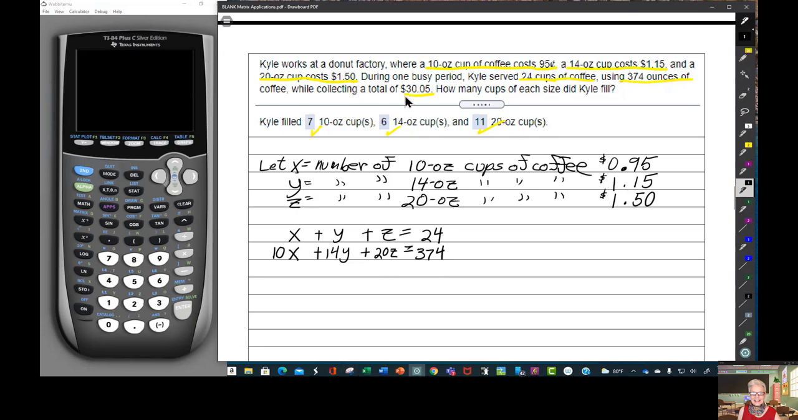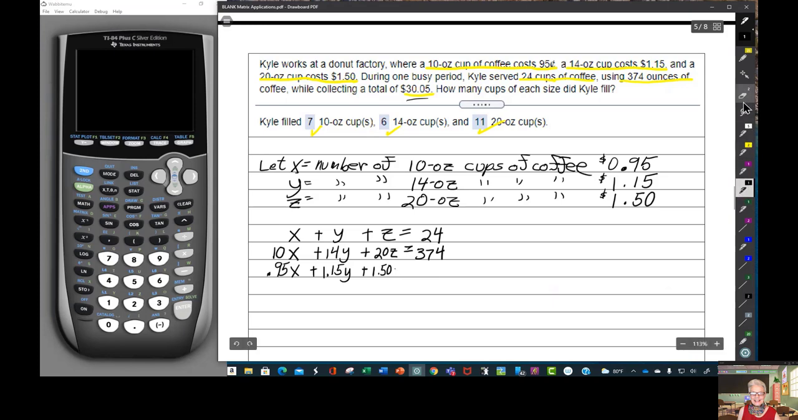And then we're told that this is the amount of money he collected. Well, the amount of money he collected for the 10-ounce cups is 95 cents per cup times the number of cups. Now, for the 14-ounce cups of coffee, $1.15 per cup times the number of cups, plus $1.50 per cup times the 20 ounce cups.